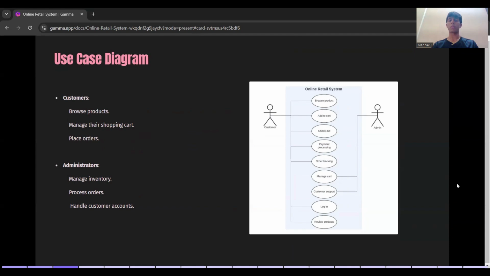Once the customer buys the product, the customer can check for the product and his order. Then the admin is used to manage the cart and can also help the customer during customer support if the customer has any inquiries. Later, the customer can also log in and review the products that he bought.